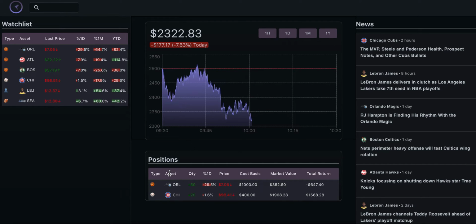The positions is what you actually hold as opposed to the watch list. And in this case, the only difference is the quantity, so the amount of shares you hold, the cost basis, so the average cost you got in, as well as the total return you've earned over the life of this asset.